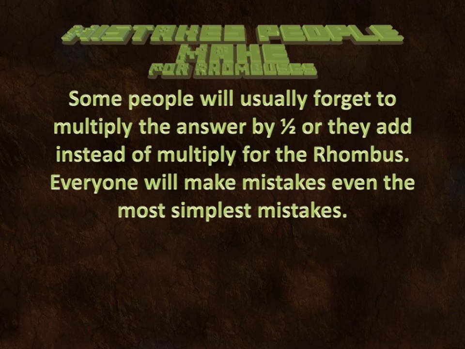Alright, some people will make mistakes when finding the area of rhombuses. Generally the same mistakes they will make trying to find the area of a kite. They will forget to divide the answer by 2, or they will add the diagonals instead of multiply them. And those are some pretty simple mistakes you can make when solving for rhombuses. So always remember to divide by 2, and don't add, multiply for rhombuses.